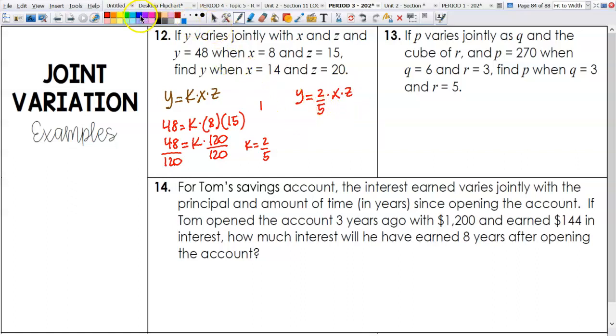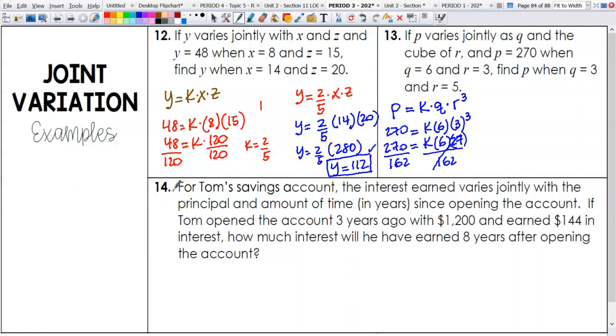And now I plug the information I have to find the Y. They ask me to find the Y when X is 14 and Z is 20, right? 14 times 20, so we have 280. Y equals 2/5 times 280. So we end up with Y being equal to 112. That will be your answer.